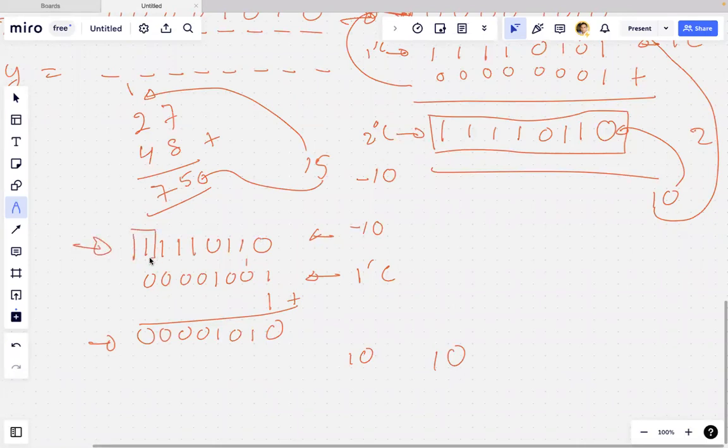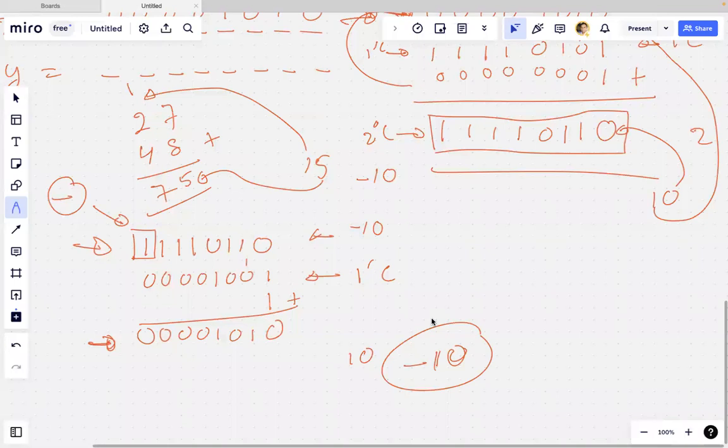Computer checks the most significant bit. It is 1. 1 means computer identifies this is a negative value. So it identifies the sign is negative. But how do you get the value? You need to do the 2's complement. 2's complement means invert the bits and add 1. Then you can get this value. The value is 10. But computer identifies it is minus. So the value is minus 10.